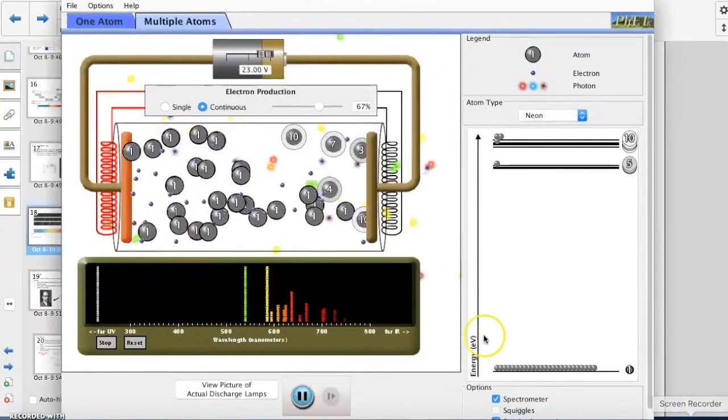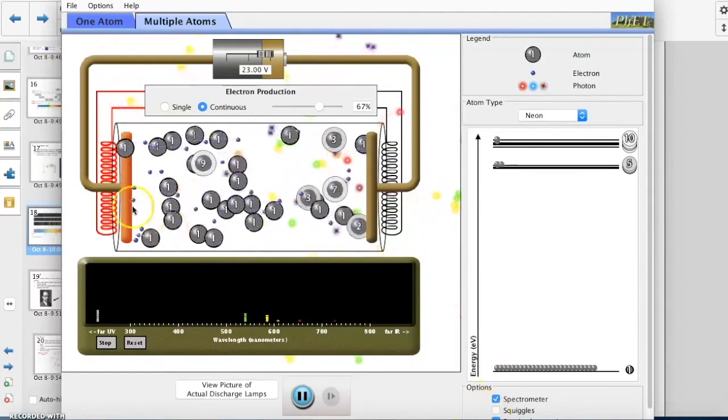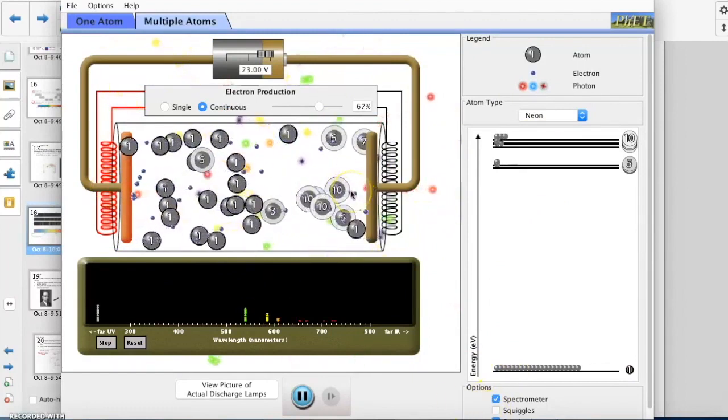Again, I'm going to show you this for the last time. If I reset this and put it in slow motion, we are exposing the neon atoms to a high voltage.